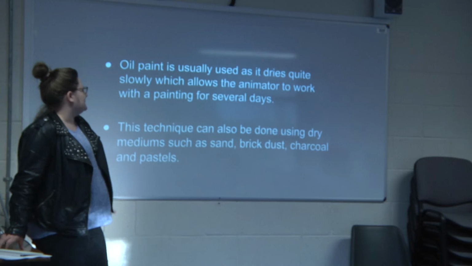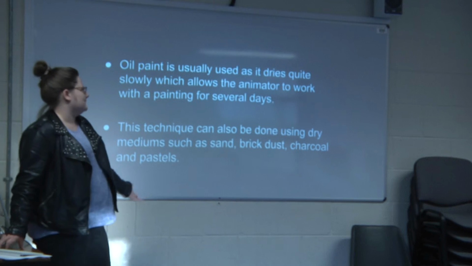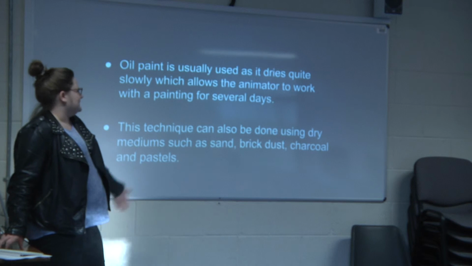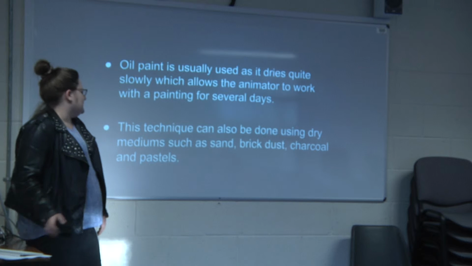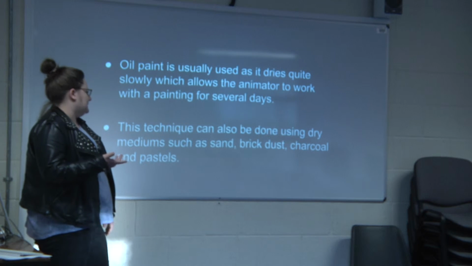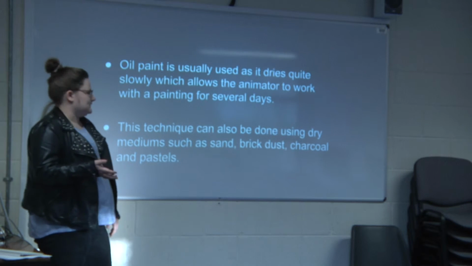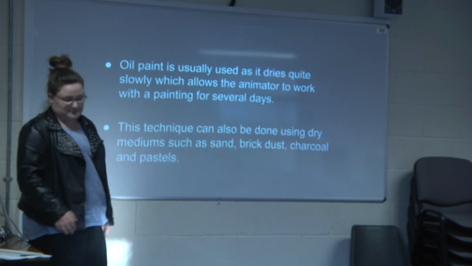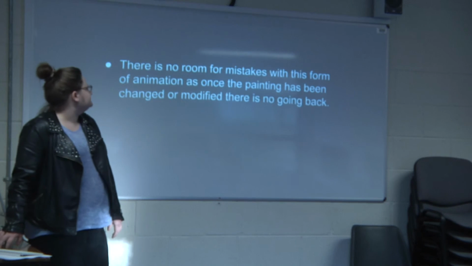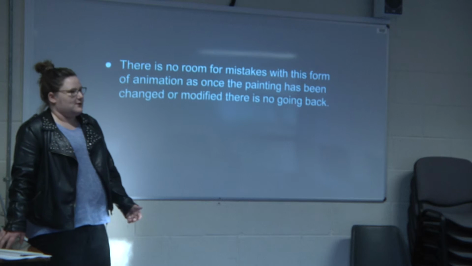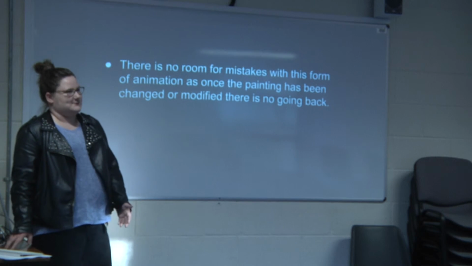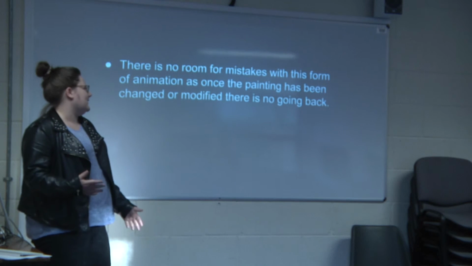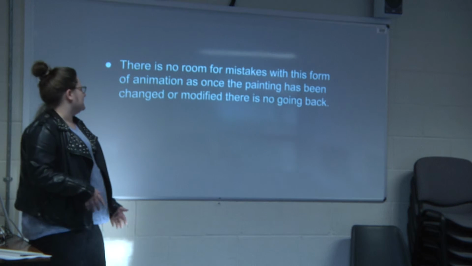So yeah, like I said, it dries really slow. An oil painting can take over a year to dry on canvas, so this is on glass. The technique can be done using dry mediums as well, like sand, brick dust, and pastels. It's the same concept, just a different medium. It's quite an unforgiving form because there's no room for mistakes, because once you paint something or mix two colours together, you can't go back, you can't undo something.